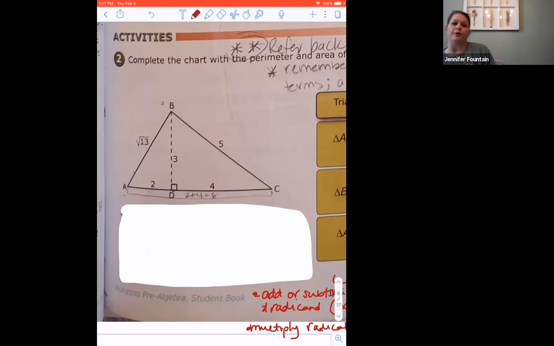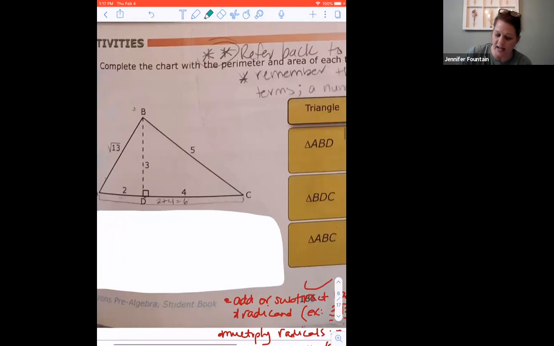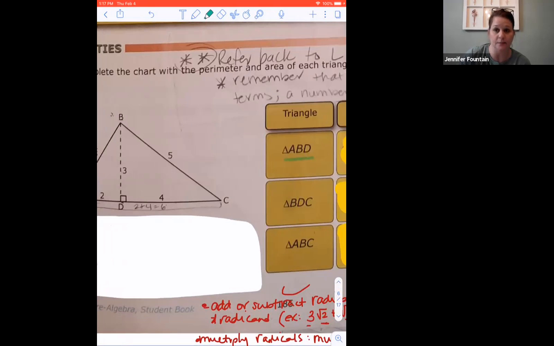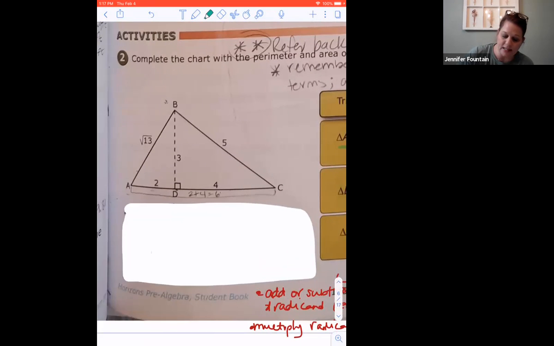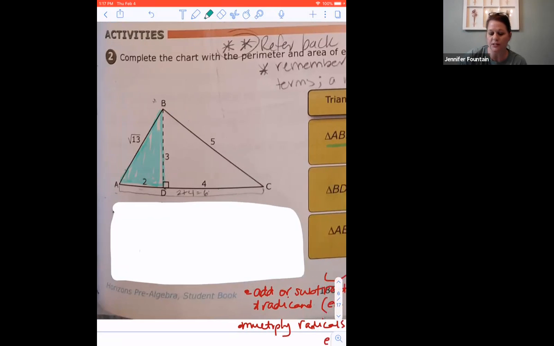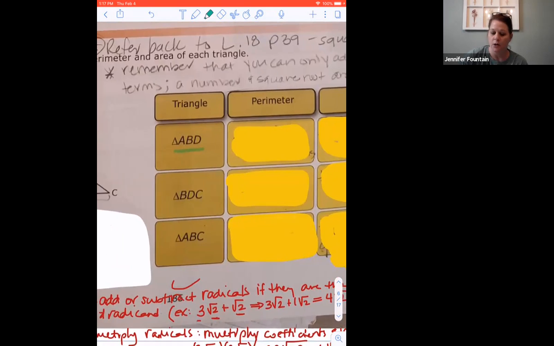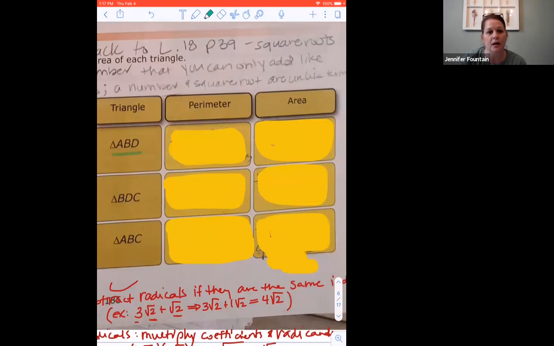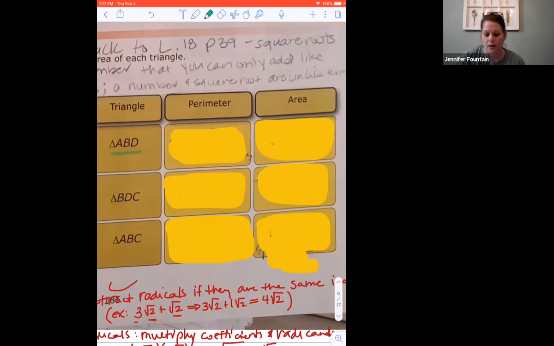Okay, so basically I have 3 triangles in this figure. The first one they want us to look at is triangle ABD. So this is one triangle here. When I'm answering questions first, it's going to be for triangle ABD. We're going to find the perimeter and the area of that triangle.